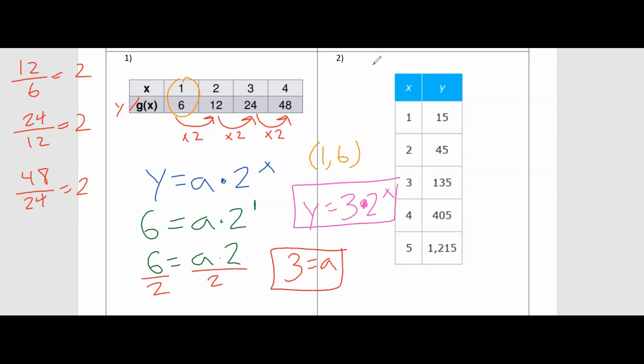So if the table does not give you your y-intercept, you're going to set up an equation after finding your constant ratio and use one of the points from your table to substitute in and solve for the a, or the y-intercept. You can try number 2 on your own. I'll put the answer up here. So pause the video, do it, and I'll put the answer up and you can check.